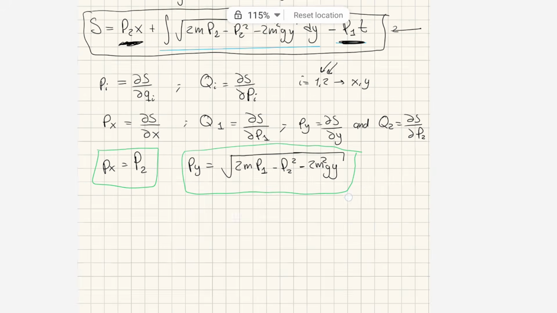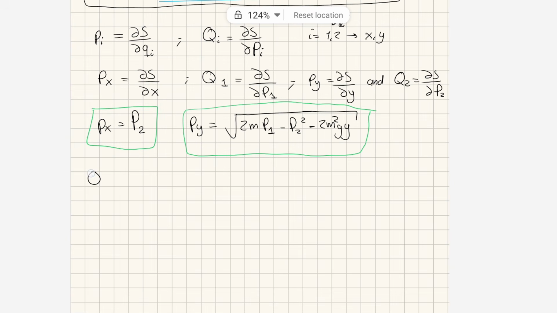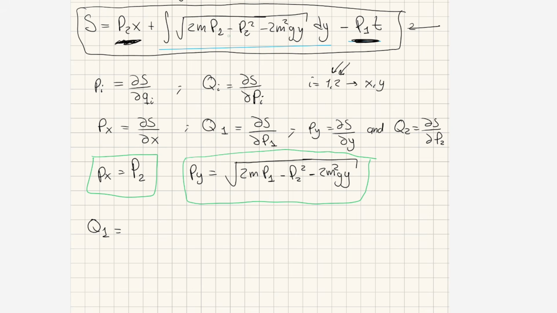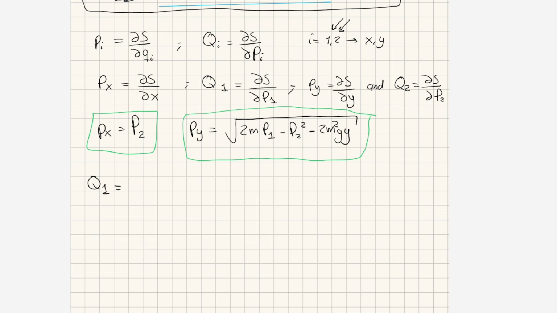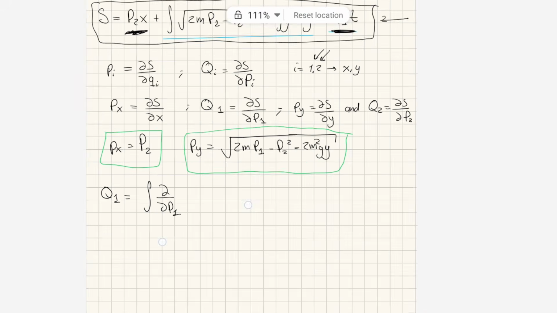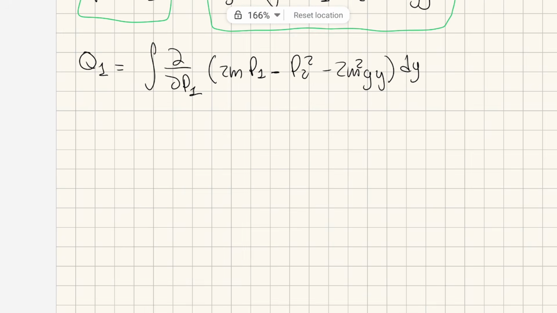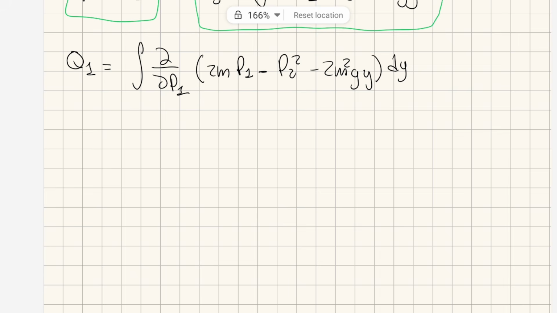Okay, so what we are going to do now is to calculate what is q1. Well, we need to take the partial derivative with respect to p1 of this integral that we have here. So this will be equivalent to the integral of the partial derivative with respect to p1 of that square root that we have there, which I'm going to write like this: 2m p1 minus p2 squared minus 2m squared gy dy. I just switched the order of the integral and the derivative because that is legal, don't worry.